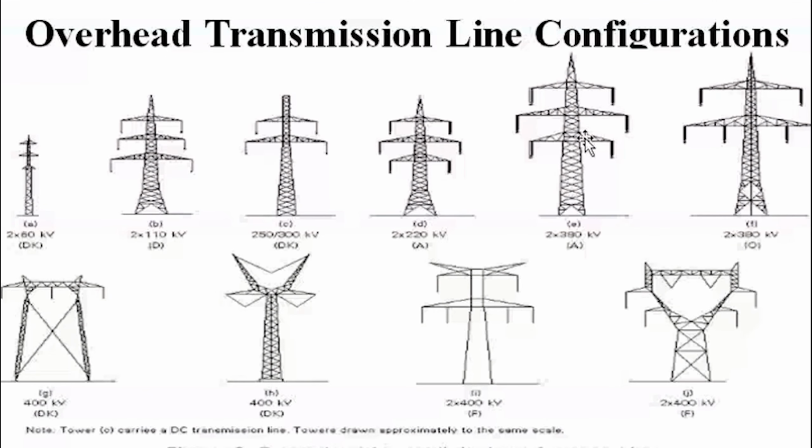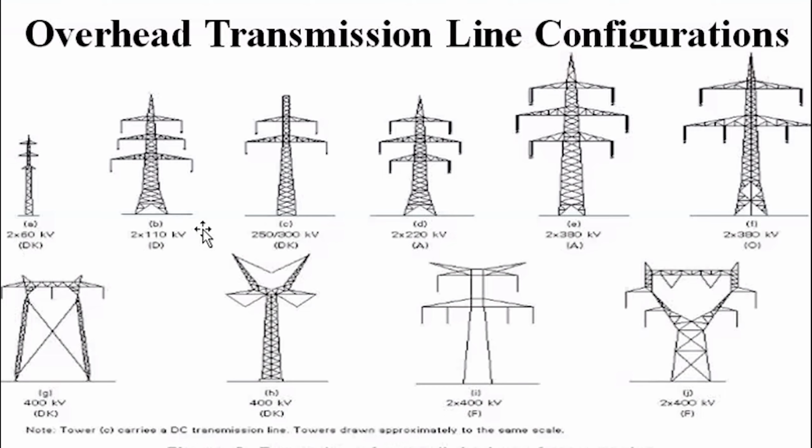These are different towers based upon the voltage levels. See here, if it is 2 into 60 kV, what does 2 stand for here? 2 stands for double circuit.